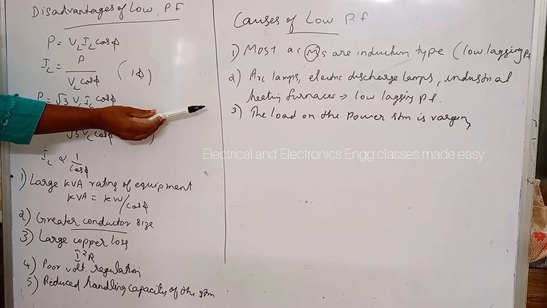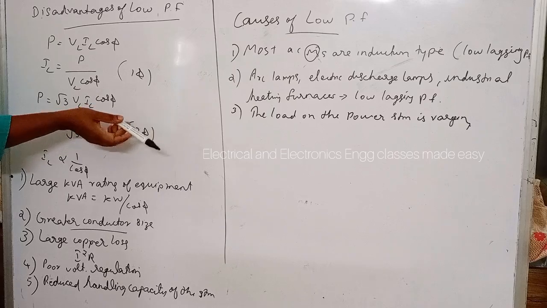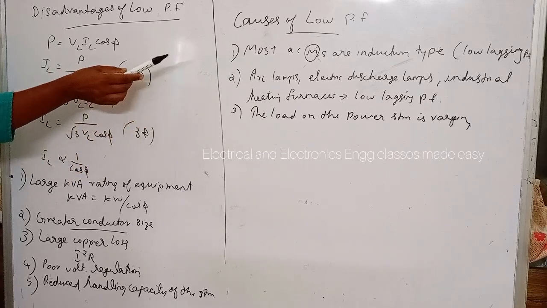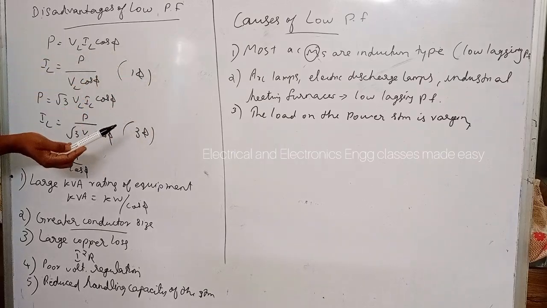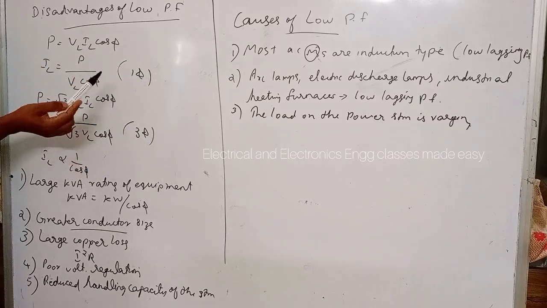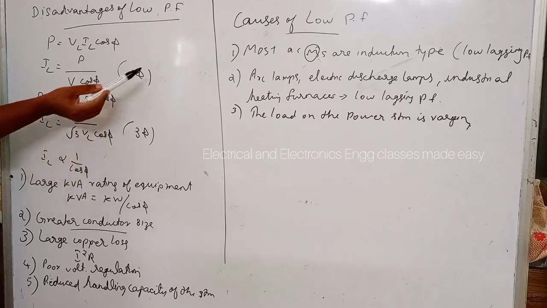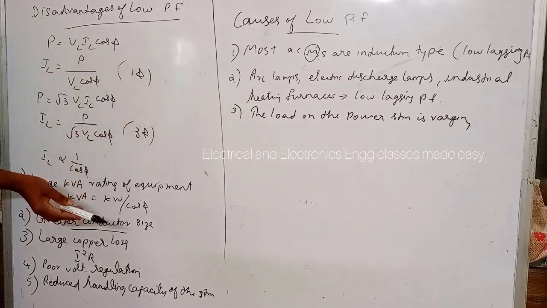Then the third one is that the load on the power system is varying. That is, it will be high during the morning and evening and low at other times. Due to this, during the low load period, the supply voltage is increased, which increases the magnetization current and leads to a decreased power factor. So these are the main causes of the low power factor.